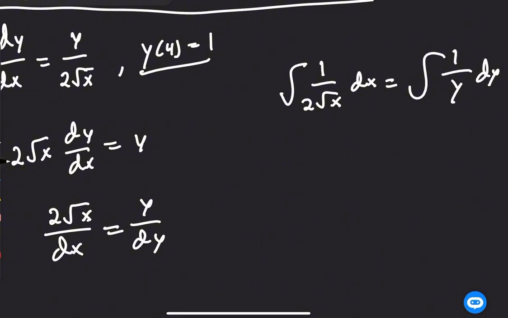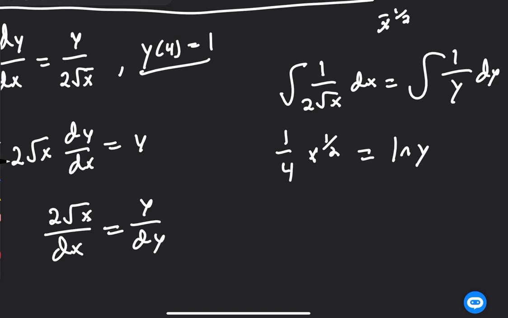Okay, from there on we solve. We put the 1/2 on the outside. This will end up being x to the negative 1/2, so we'll add 1 to that. I'll put another 1/2 in front, so that'll be 1/4 x to the 1/2 equals, and then this is negative 1, will be ln y.